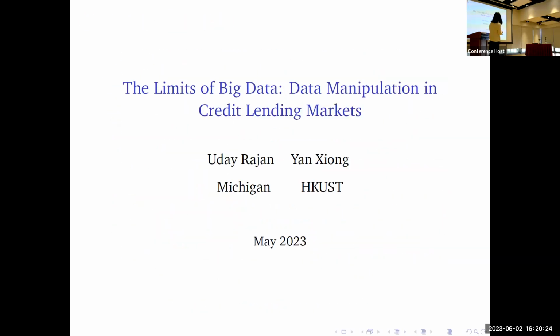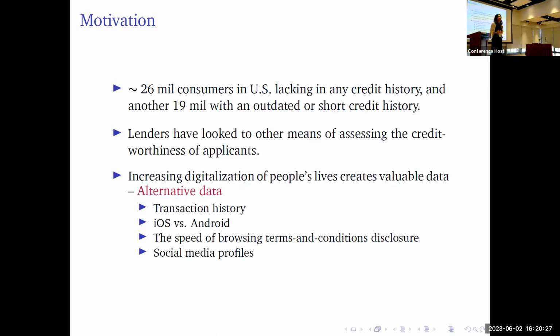Sorry about that. Okay, so let's start with the motivation of this project. We know that there's an estimation that around 56 million consumers in the US do not have credit history data, and another 19 million only have outdated or short credit history. This fact prevents these consumers from accessing the credit lending markets.